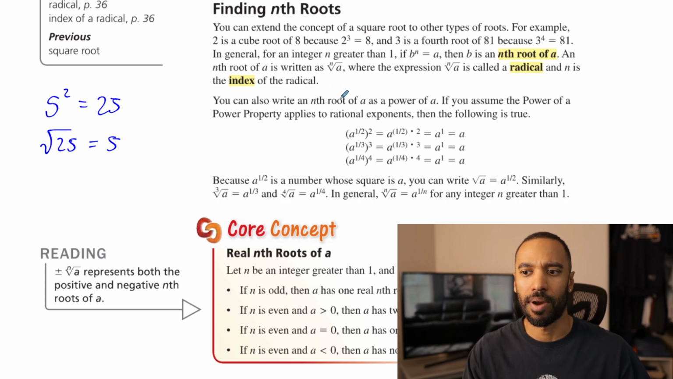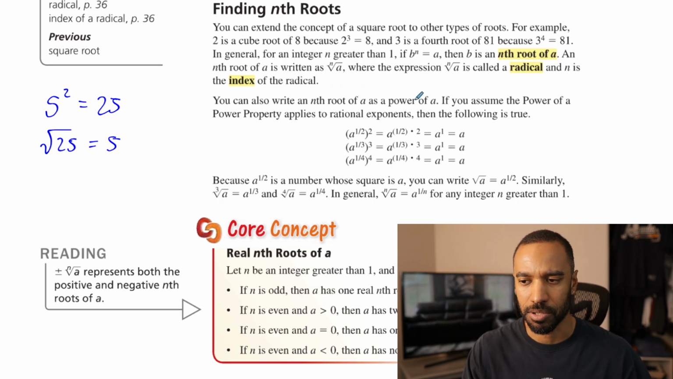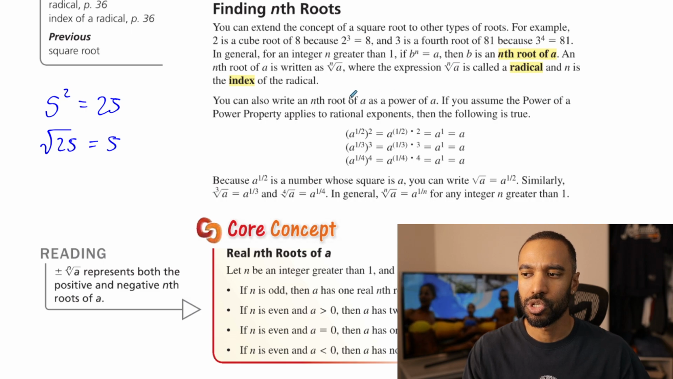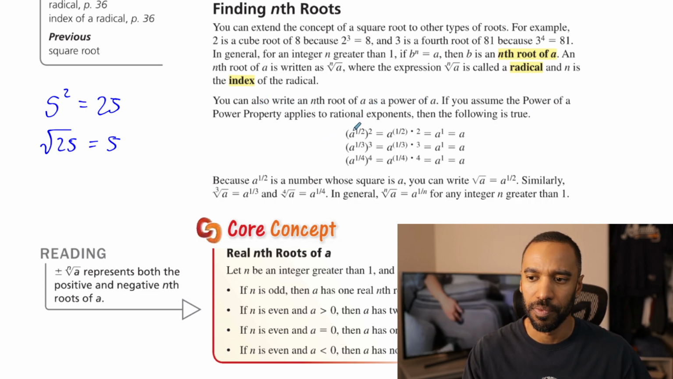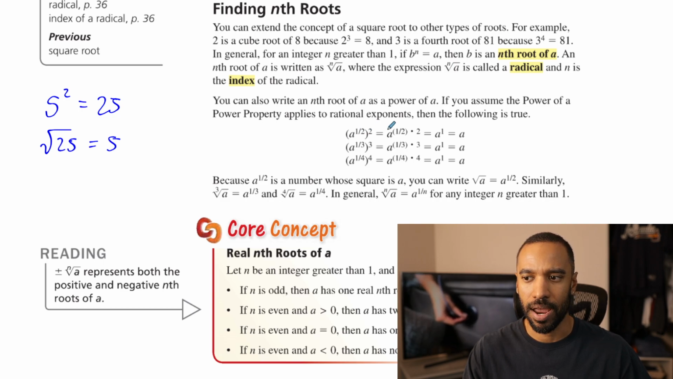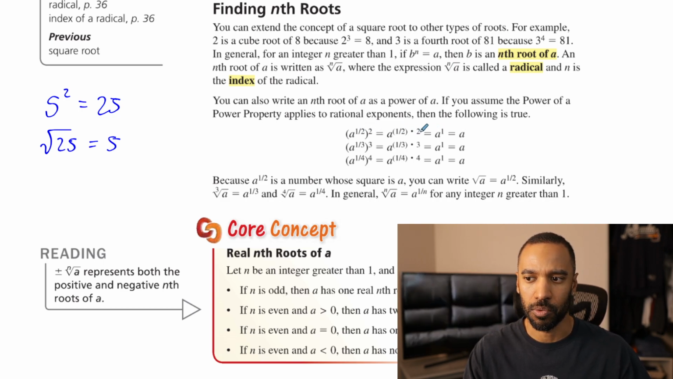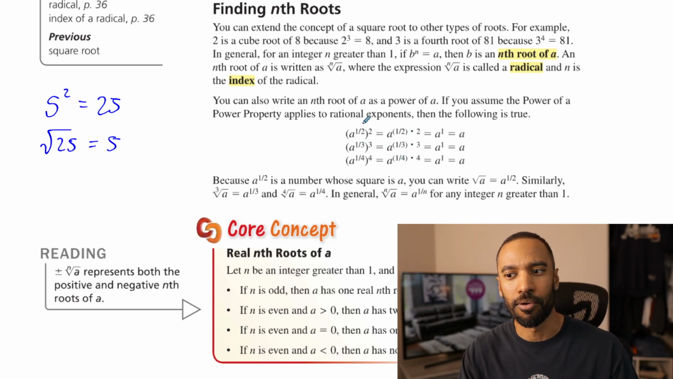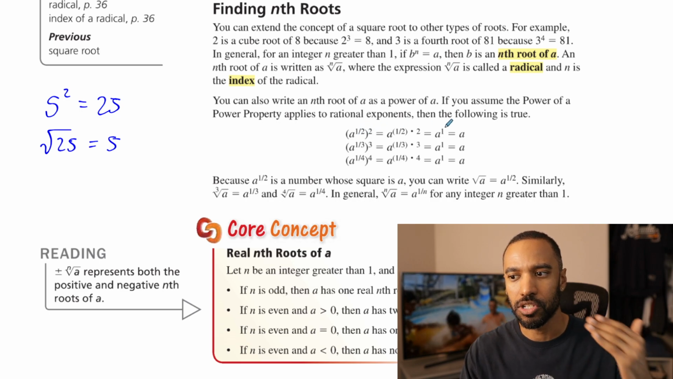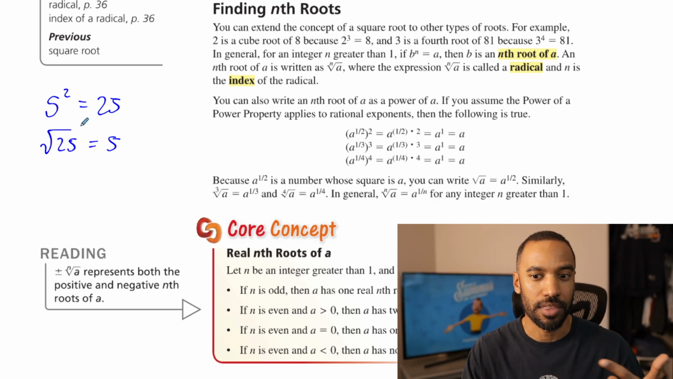You can also write an nth root of a as a power of a. If you assume the power of a power property applies to rational exponents, then the following is true. If you take a to the 1/2 squared, you get a, because you multiply the 1/2 with the 2, and half of 2 is 1, a third of 3 is 1, a quarter of 4 is 1. Therefore, if you square something to get a out, and we can square the square root of something, excuse me, I wrote that wrong.